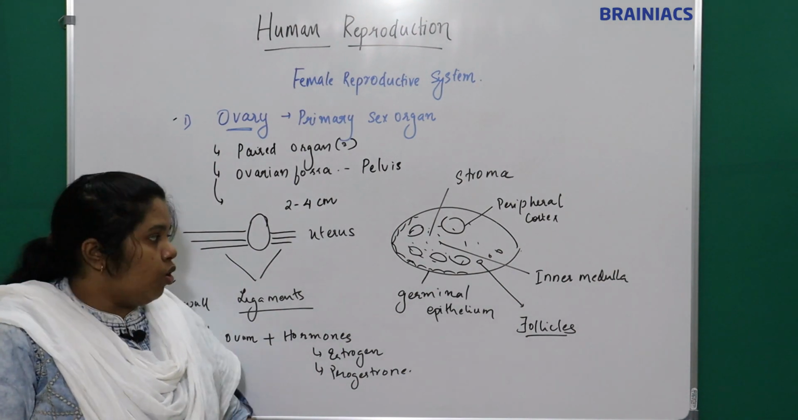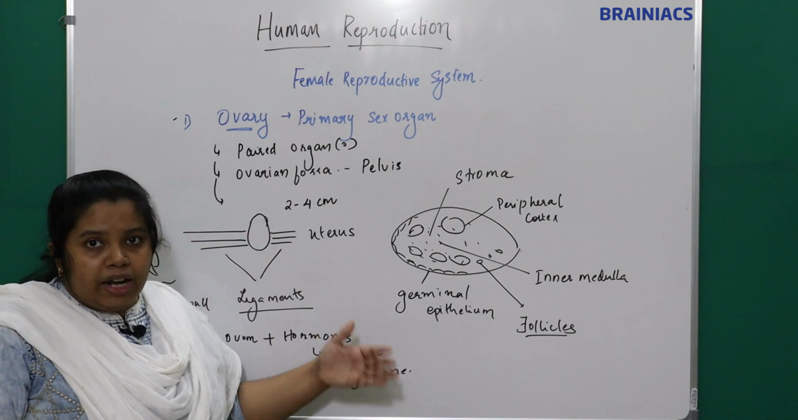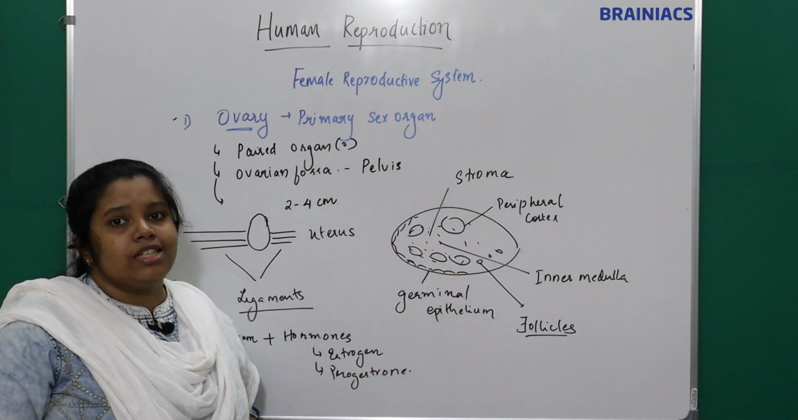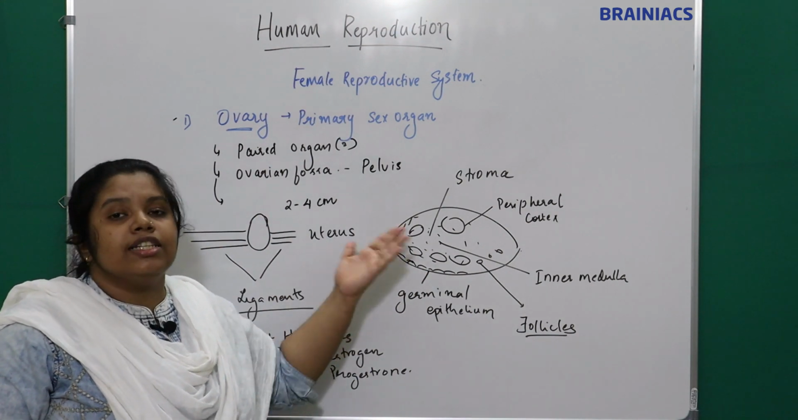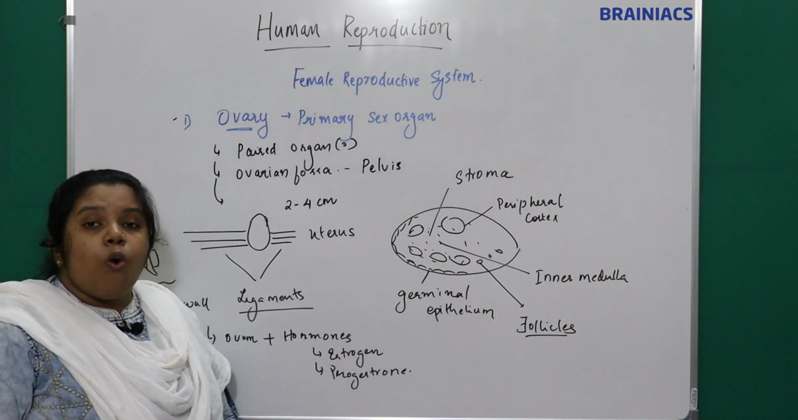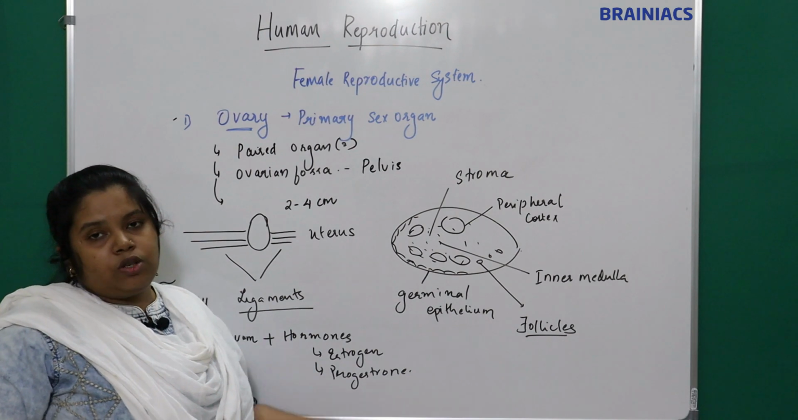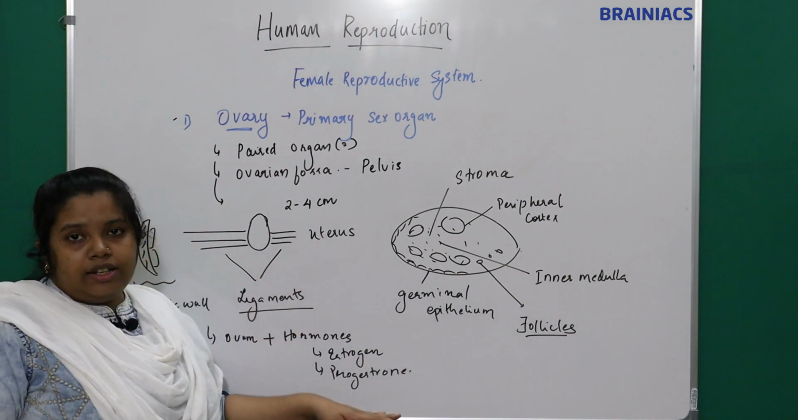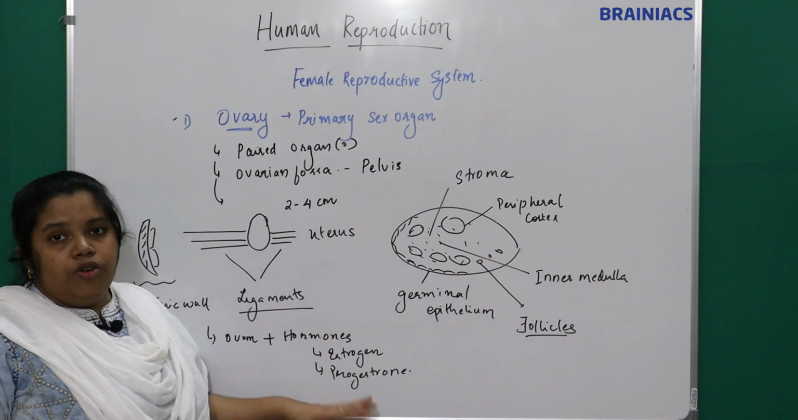Depending upon the levels of the hormones produced, there will be cyclical changes present in the ovary, which is called the ovarian cycle. We will discuss that later. First just understand the parts of the ovary and the function of the ovary.